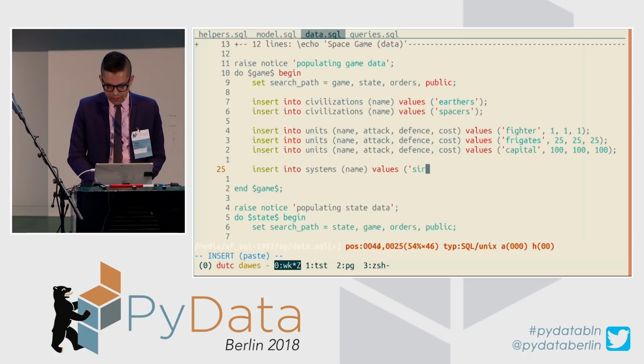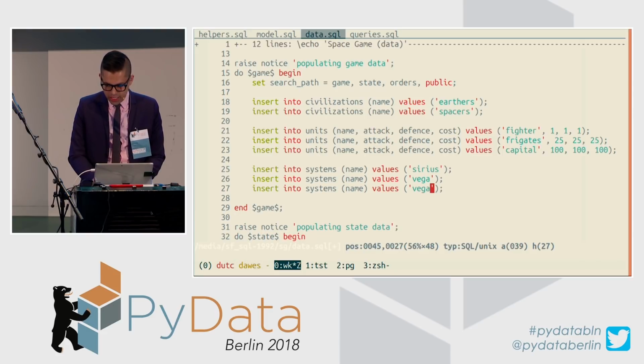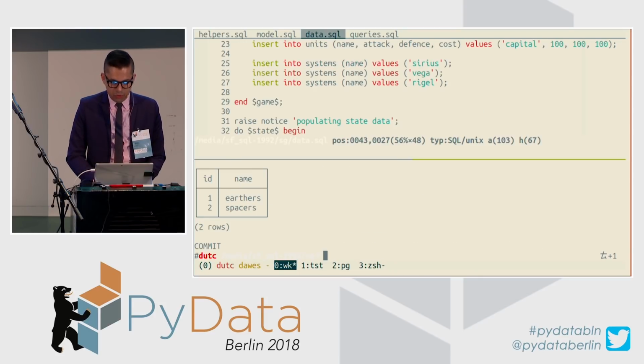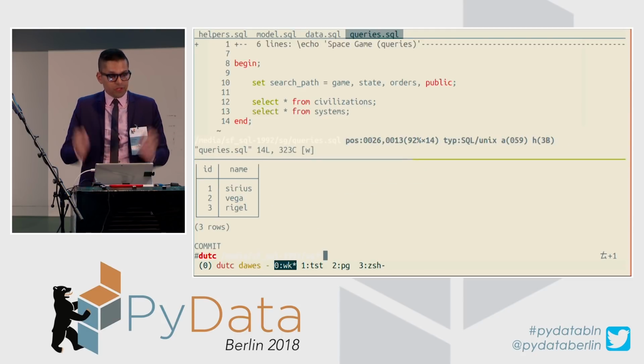Now, one thing that's interesting here is I've defined that these are static pieces of information, but they're not really. You could change these over the lifetime of the game. You could add units as the game evolves, but for the simplicity of this example, we won't. Now, if I wanted to, in my queries, I could do something like select star from civilizations, select star from systems. And you can see everything just works.